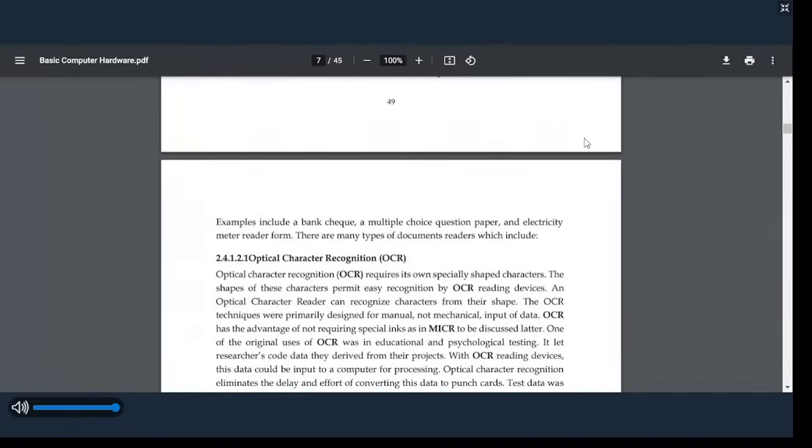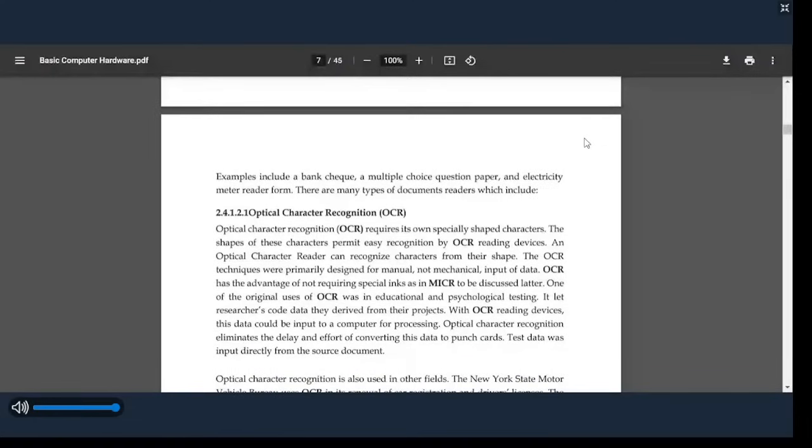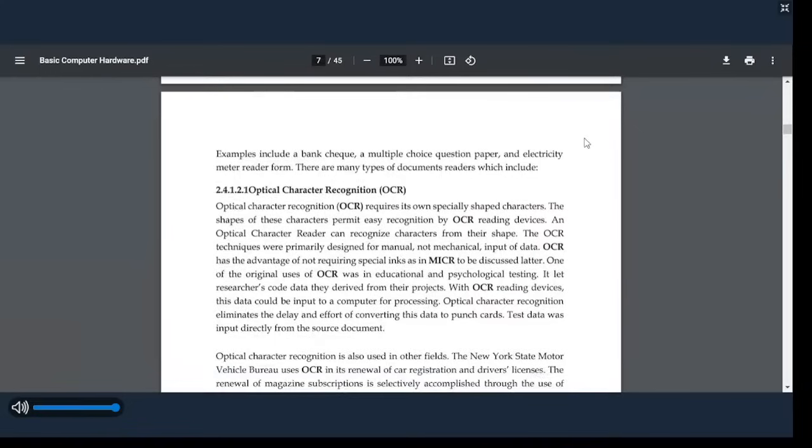There are many different document readers, which include, one, the optical character recognition. Optical character recognition requires its own specialized shaped characters. The shape of these characters permits easy recognition by the optical character recognition reading devices. An optical character reader can recognize characters from their shape. The OCR techniques were primarily designed for manual, not mechanical, input of data.